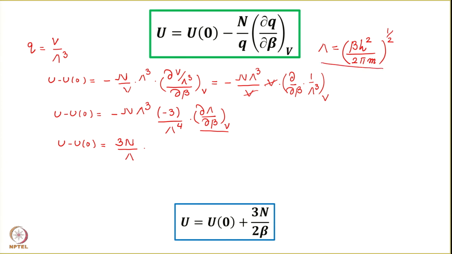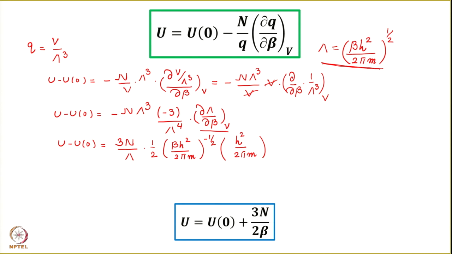Let's now act on this. This is going to be 1 by 2 into beta h square over 2 pi m, raised to the power minus 1 by 2, and another term that will come is h square over 2 pi m. Fine, so I used this definition of lambda and I took the derivative of lambda with respect to beta. So I have this expression U minus U0 is equal to 3n by lambda, half, beta h square over 2 pi m raised to the power minus 1 by 2, and into I have h square over 2 pi m.